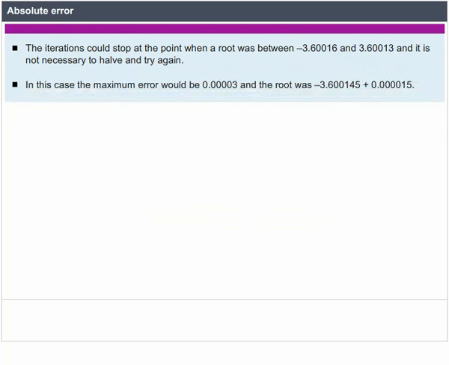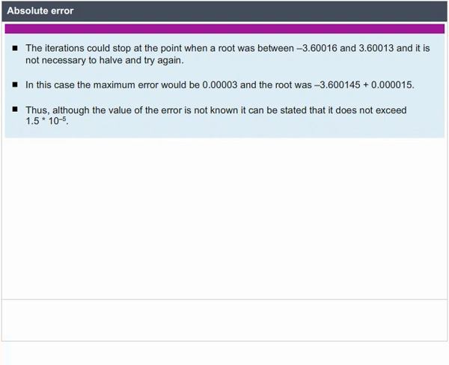In this case, the maximum error would be 0.000003 and the root was minus 3.600145 plus or minus 0.000015. Thus, although the value of the error is not known, it can be stated that it does not exceed 1.5 times 10 to the power minus 5.